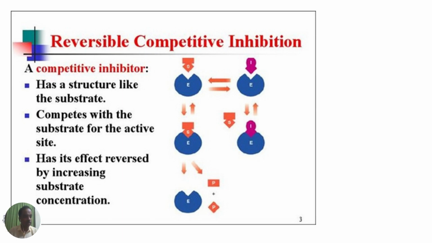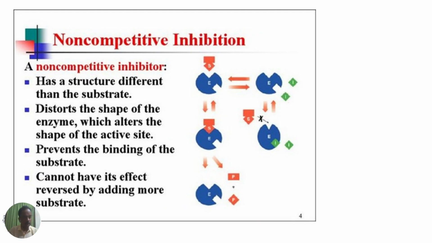So coming on to the last one, which is reversible inhibition. There is inhibition of the enzyme activity by two paths: competitive and non-competitive. So what is a competitive inhibitor? It has a structure just like the substrate. It complexes with the active site, and its effect is reversed by increasing the substrate concentration. Then what is non-competitive inhibition? It has a structure different from the substrate, distorts the shape of the enzyme which alters the shape of the active site, prevents the binding of the substrate, and cannot have its effect reversed by adding more substrate.